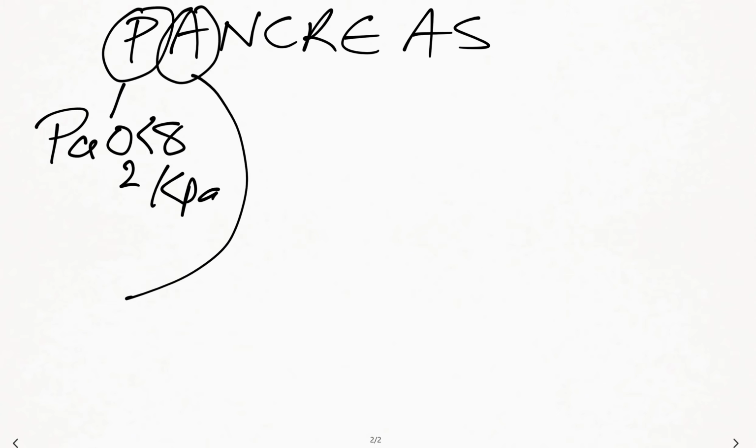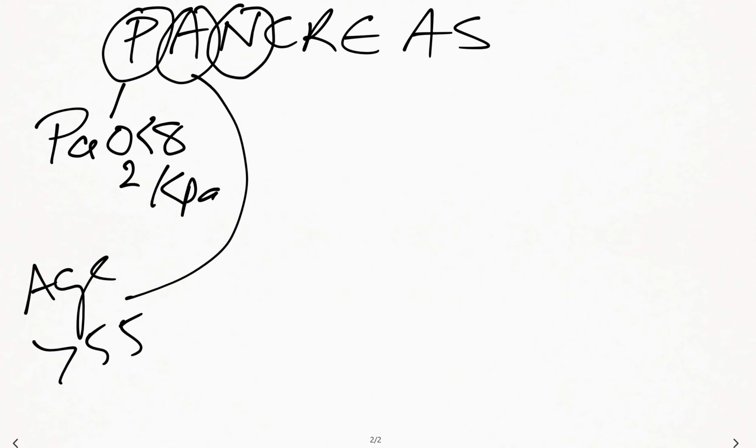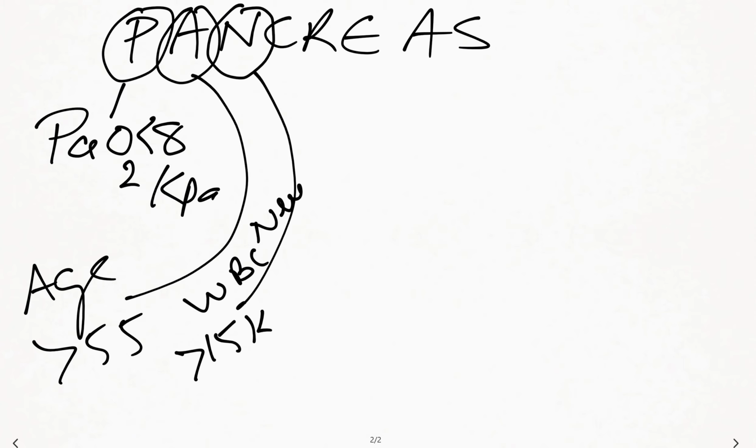The P is related to PaO2, and we have hypoxemia in acute pancreatitis. So the PaO2, the partial pressure of oxygen, will be less than 8 kPa. This is number 1. A is related to the age, and if the patient's age is more than 55, that is not good. Number 3, the N is related to the neutrophils, and actually to the WBCs in general, the white blood cells. They consider the neutrophils, but you want to remember the WBCs. If they are more than 15,000 or 15K, these are bad news.